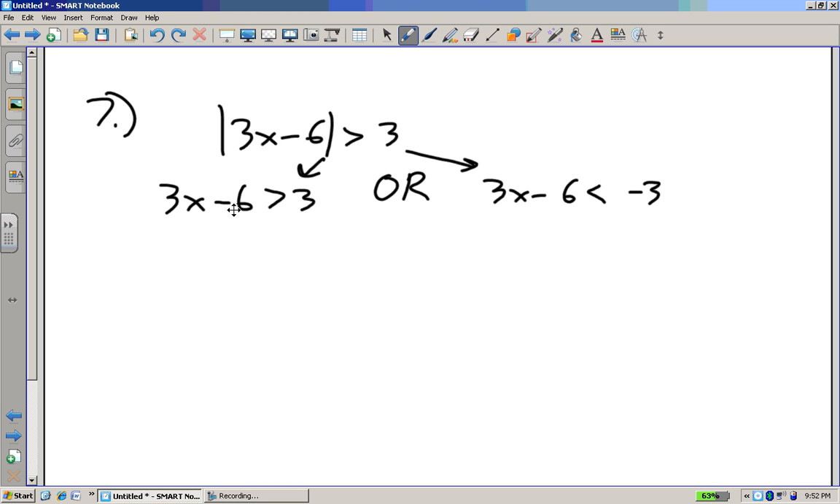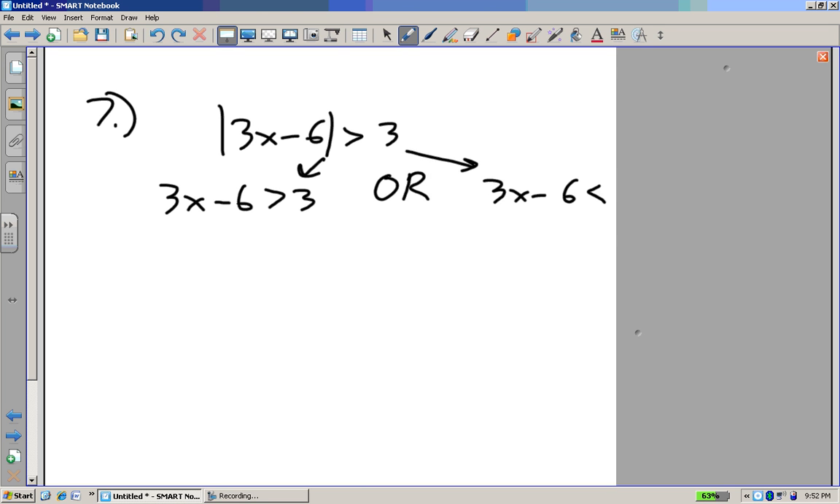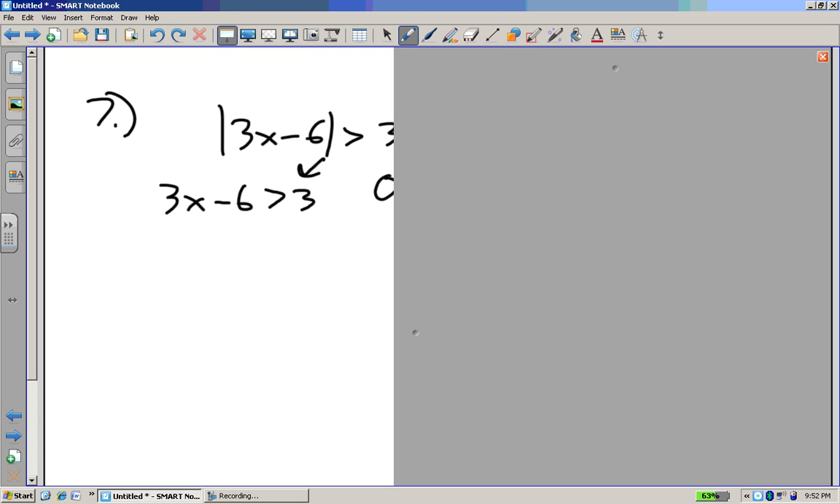So now we're going to solve each part separately. Remember, an and statement, we're going to work it all together. And we have that and which together. There's no such thing as an or which, so we're not going to combine these together. We're going to work on this side. So literally, I'm going to ignore the right-hand side for just a moment, and I'm going to work on this part.